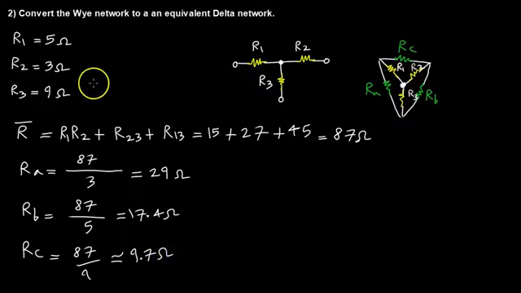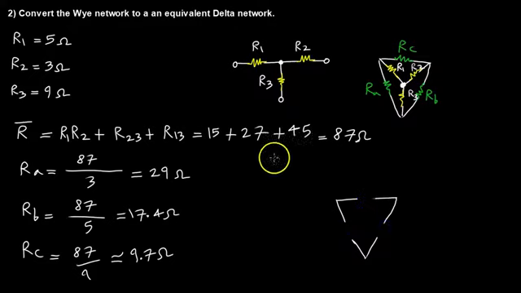9.7 ohms. So if I draw the new circuit again, it's going to look something like the following. Oops. Draw the RA. And the values are going to be RA is 29 ohms, RB is 17.4, and RC is 9.7 ohms.